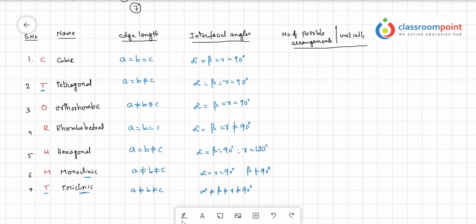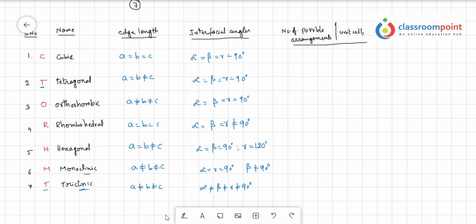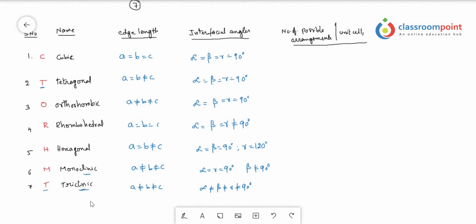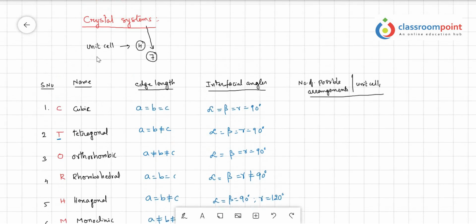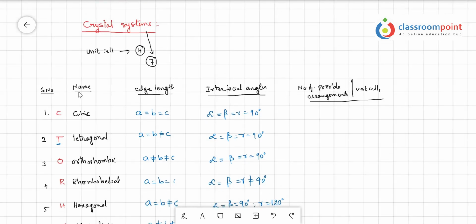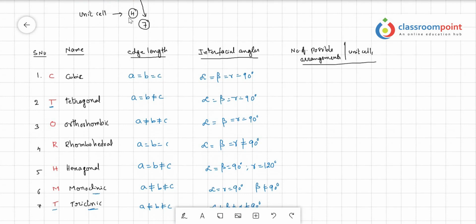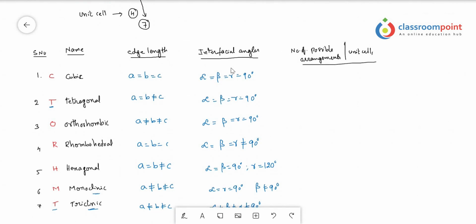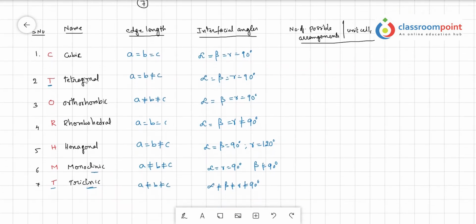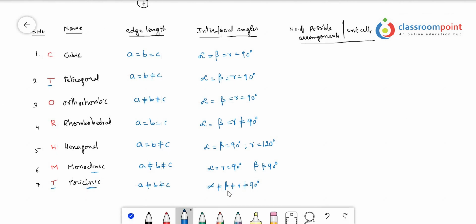So now let's come to how many possible arrangements there are. These 7 basic crystal systems will again have these 4 unit cells only. Whatever the number of crystal systems it may be, the basic unit cells are only 4. And in these 4 unit cells, based on the interfacial angles and the edge lengths, these unit cells are classified into 7 basic crystal systems. So these are the 7 basic crystal systems.